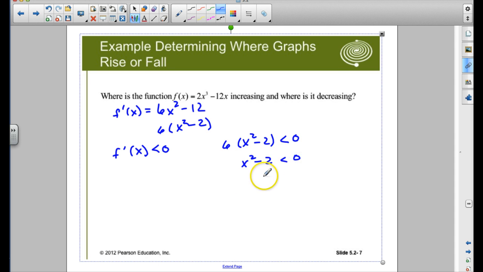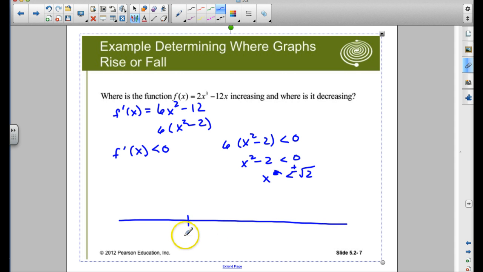I want to divide by 6. x squared is less than 2. Oh, sorry. x is less than plus or minus the square root of 2. And that gets to be kind of tricky when we start doing these square roots. So I'm just going to plot these.